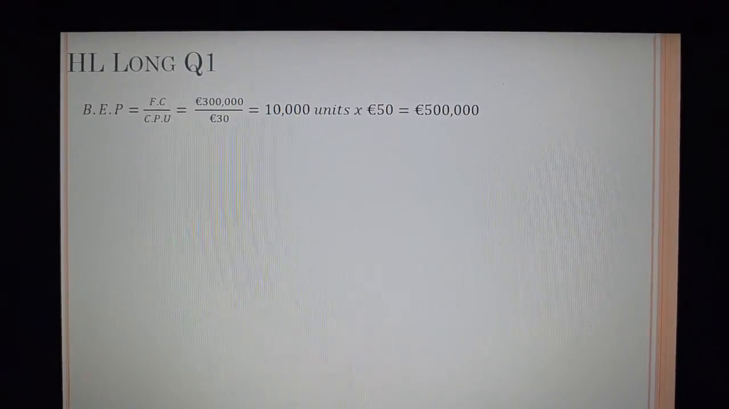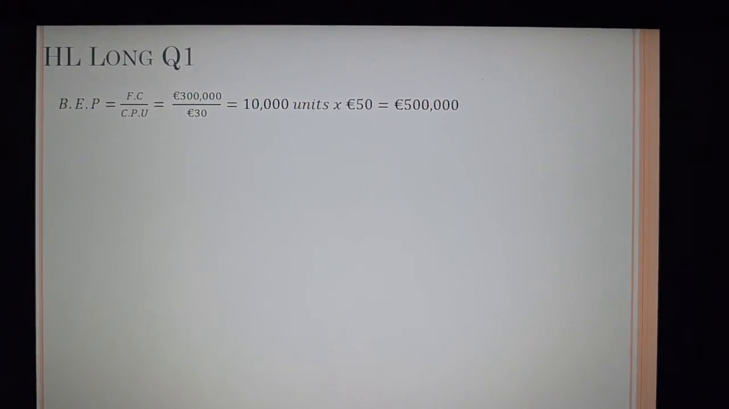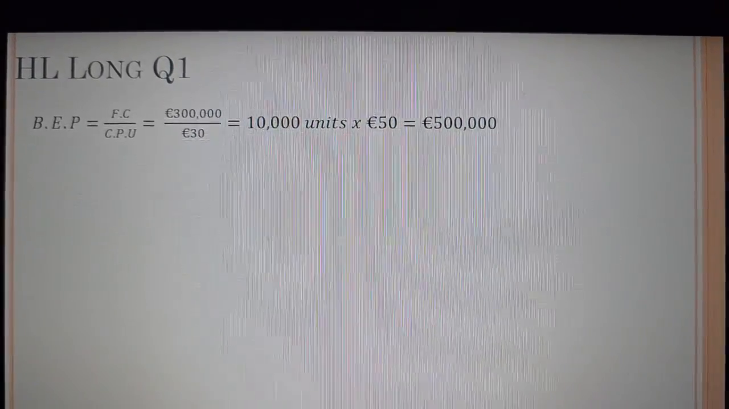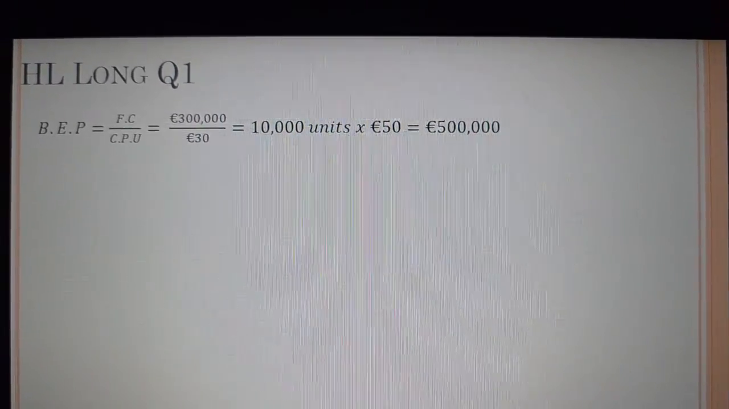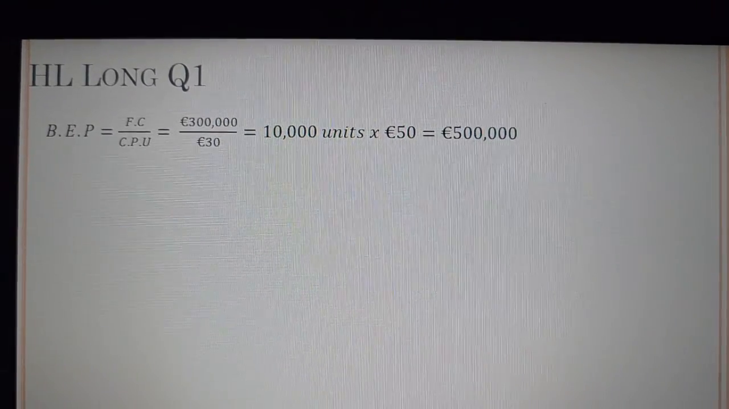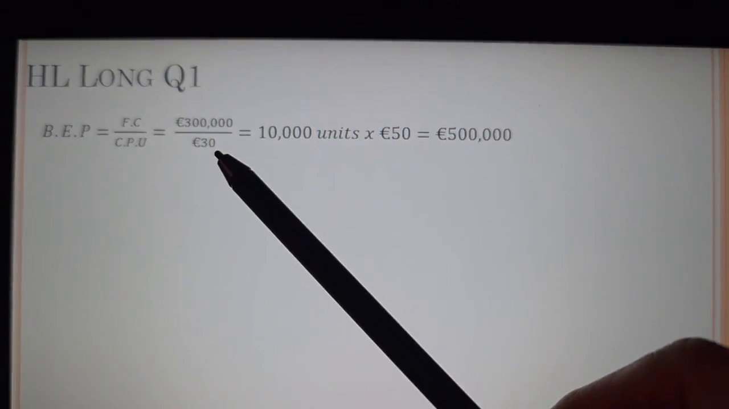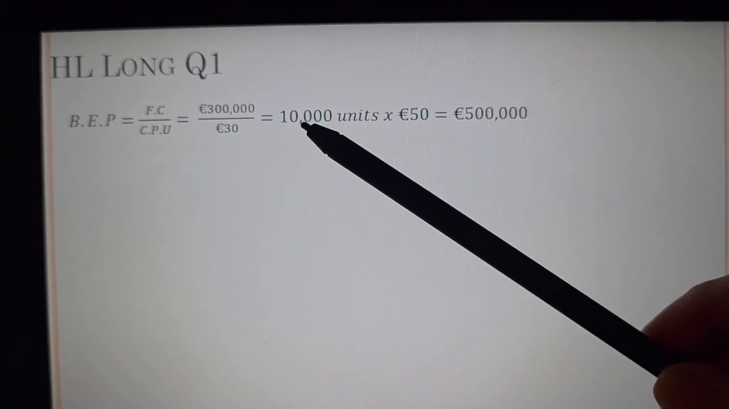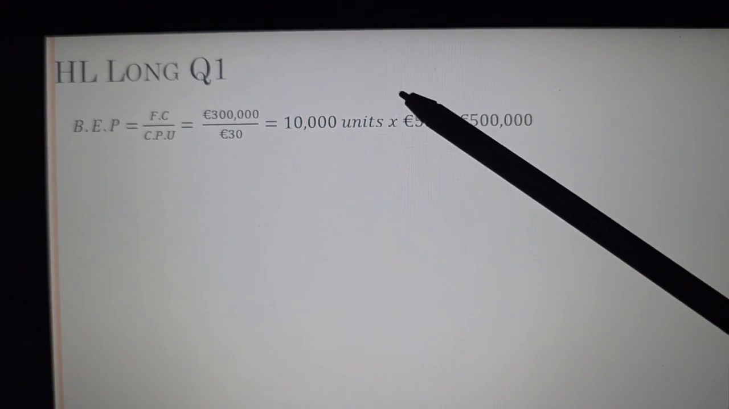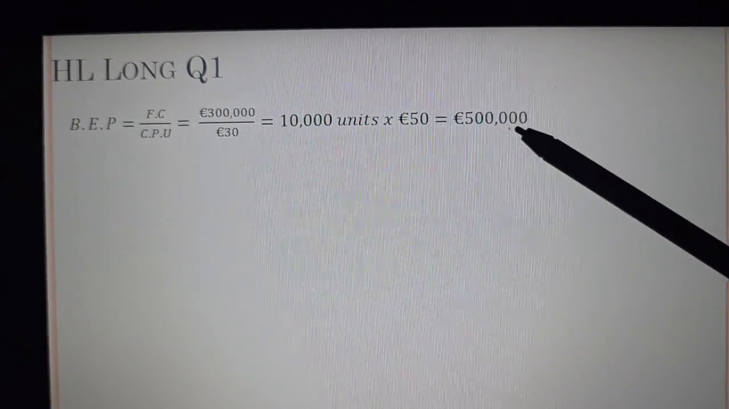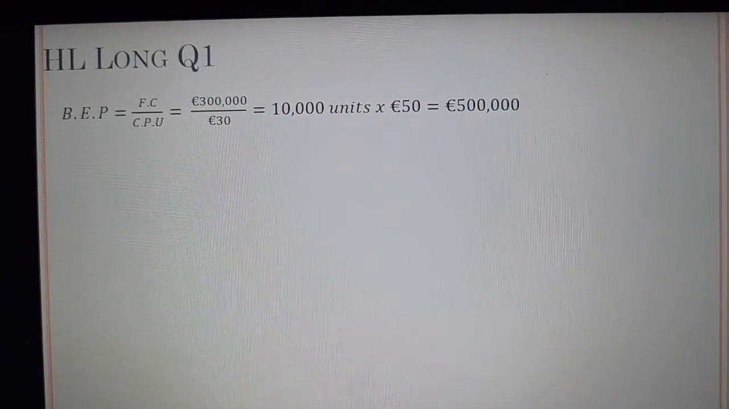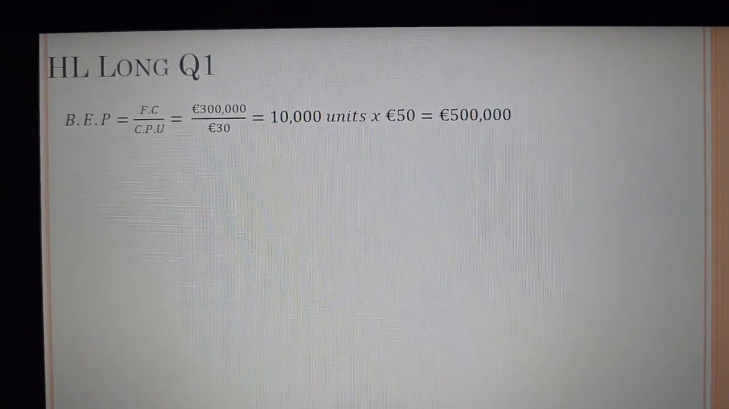Okay, so we are calculating the break-even point. So it's fixed cost divided by contribution per unit. The contribution per unit is selling price take away your variable cost. So that was €50, take away €20, which gave me €30. That's your contribution per unit. So my break-even point works out to be 10,000 units, and then you can multiply that by the selling price to get it as a monetary value. So €500,000 is my break-even point. That is how much I would need to produce and sell just to cover my costs.